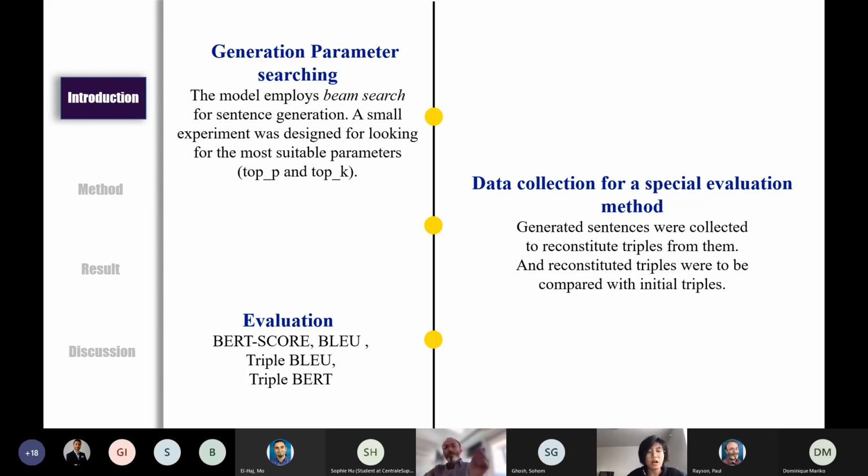BERT score and BLEU are used for evaluating the semantic similarity and the lexical similarity between sentences respectively. However, they are incapable of evaluating the completeness of generated sentences. That is to say, whether the generated sentences contain exactly the same factual information as the original sentence. To achieve this, we evaluated the lexical similarity between initial triples built from initial sentences and the triples built from generated sentences with triple BLEU and triple BERT.